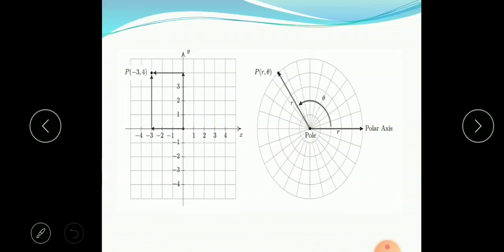For example, to plot the point (-3, 4), we start at the origin, travel horizontally to the left 3 units, then up 4 units. Alternatively, we could start at the origin, travel up 4 units, then to the left 3 units, and arrive at the same location.